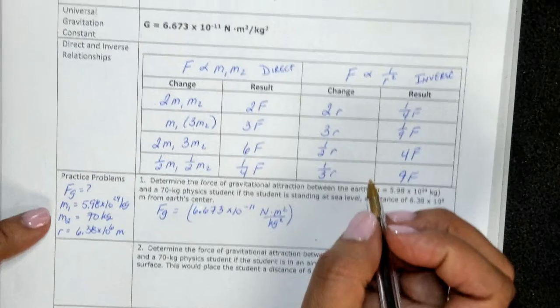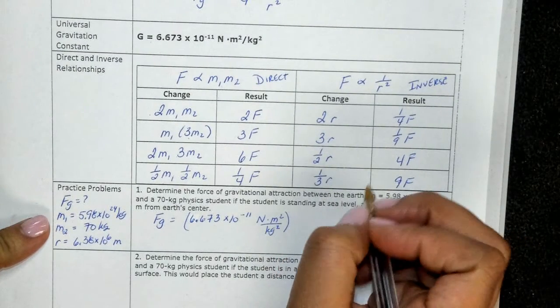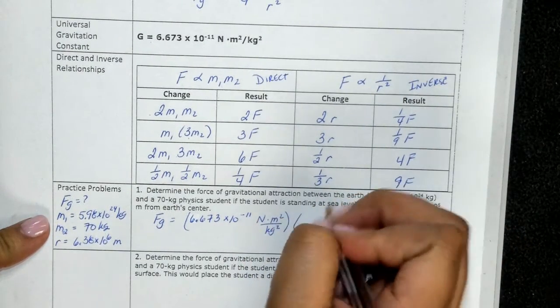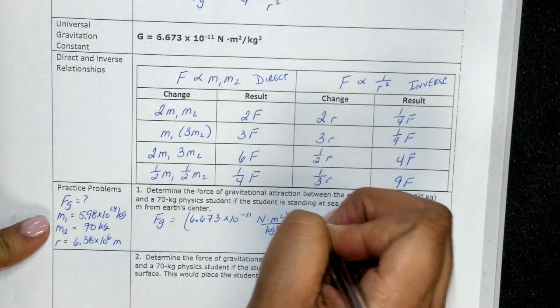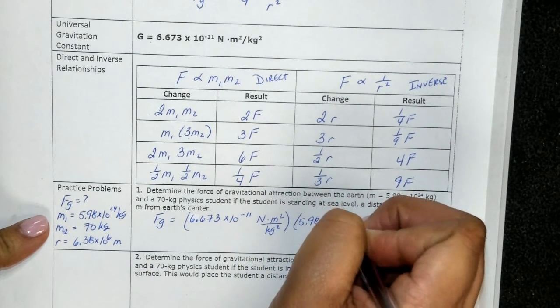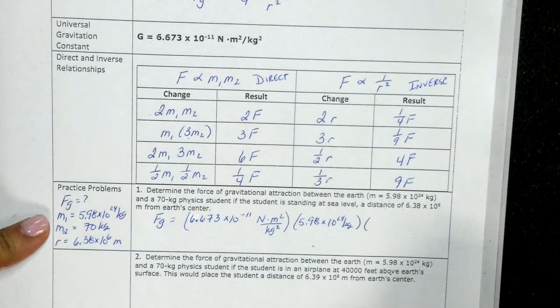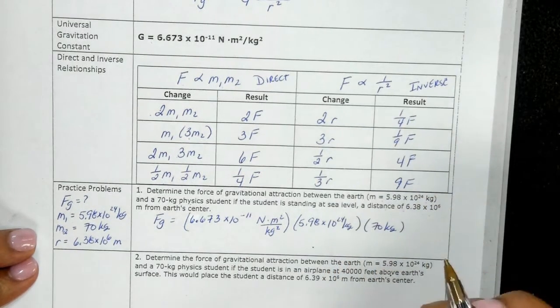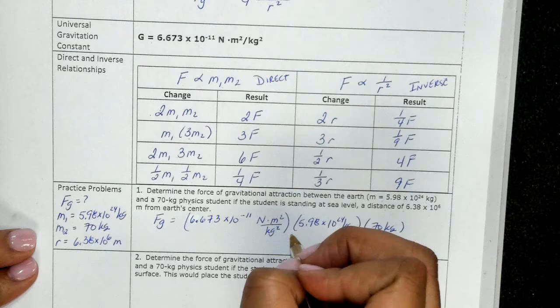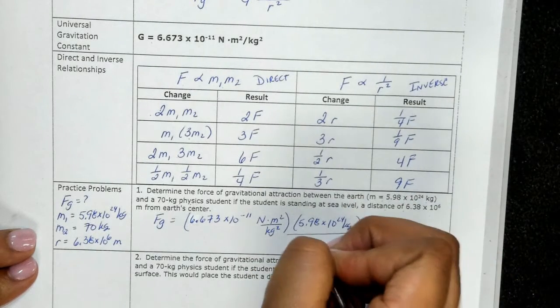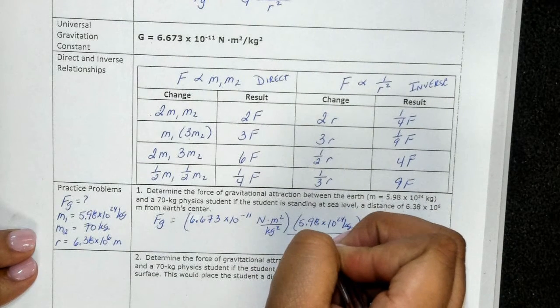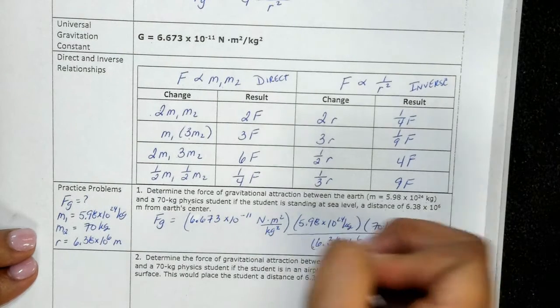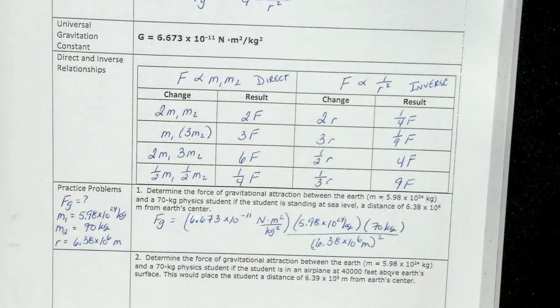Okay, times my mass 1, 5.98 times 10 to the 24th kilograms. Make sure your units are in kilograms. You're using newtons, you're using meters, you're using kilograms. Times 70 kilograms. And then you're going to divide that by your radius squared, 6.38 times 10 to the 6 meters. Make sure you square your radius. I didn't leave any place for my answer.